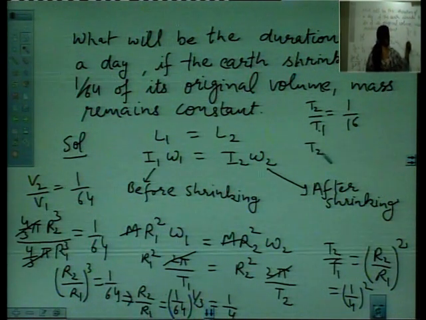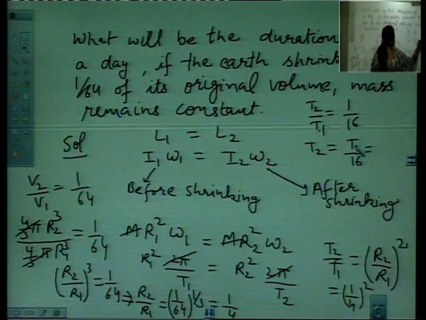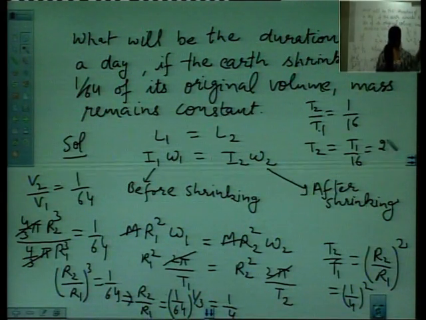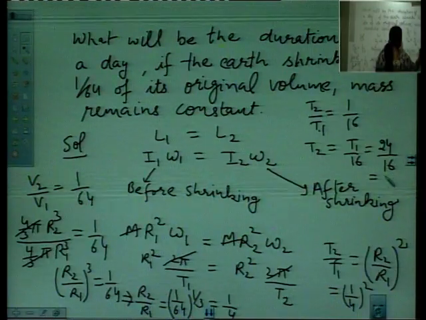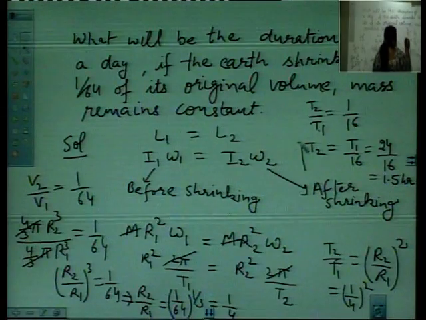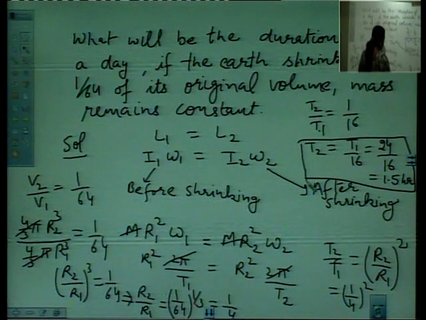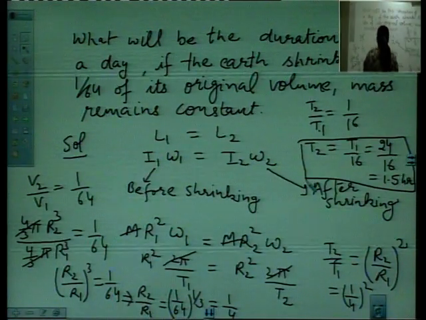So we can say T2 is equal to T1 upon 16. T1 is time of earth before shrinking. It is equal to 24 hours, upon 16. So it is equal to 1.5 hour. So we have the time after shrinking is equal to 1.5 hour. So this is an example related to the law of conservation of angular momentum. Let us take another example.